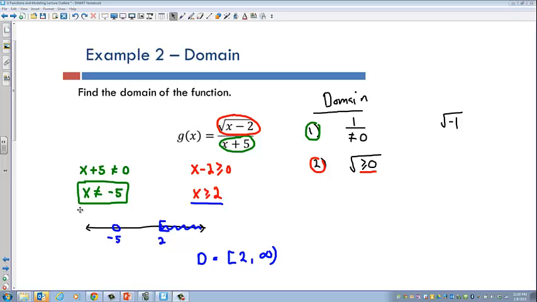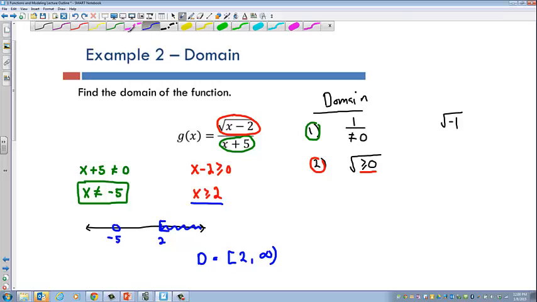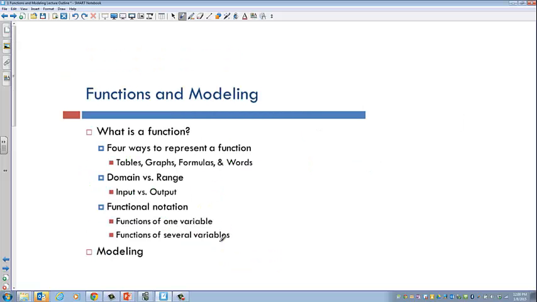Maybe you can see this better if I color code it. You see x is not equal to negative 5, so you have a circle here, and it could be all this stuff. That's what the bottom says. And then the top says that x has to be bigger than or equal to 2, and that means I have to be to the right of 2. With the red and green overlap, that gives me my domain. So D has to be from 2 to infinity, and you include 2. That's how we do domain with formulas.